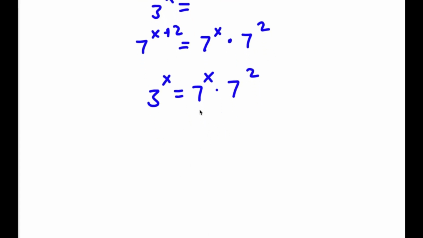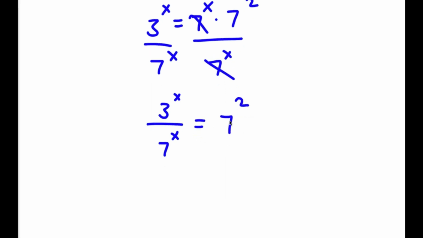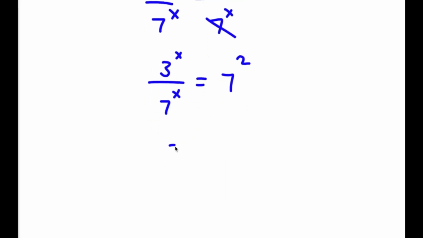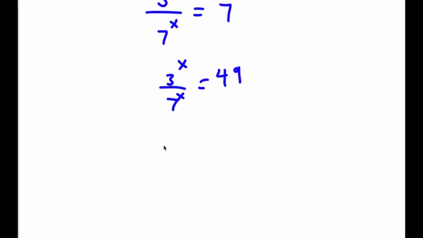Now I can divide both sides by 7 to the power of x. So now I have 3 to the power of x over 7 to the power of x is equal to, these two cancel out, so simply 7 squared. 7 squared now is equal to 49. So I have 3 to the power of x over 7 to the power of x is equal to 49.